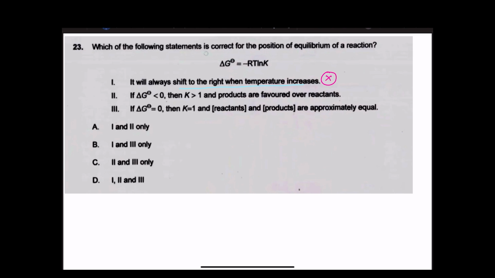Next one, when delta G is less than 0, it means the reaction is spontaneous. Then K is greater than 1. Of course, if the reaction is spontaneous, products are produced spontaneously. K greater than 1 means products are favored over reactants. So the second one is correct. Third one, when delta G is equal to 0, K is equal to 1. Delta G will only be equal to 0 when K is equal to 1. At that point, the reactants and products are approximately equal. That's true, right? So 2 and 3 are right. Answer would be option C.